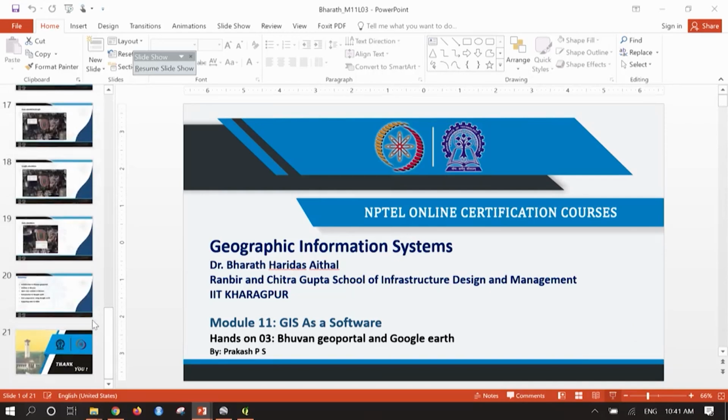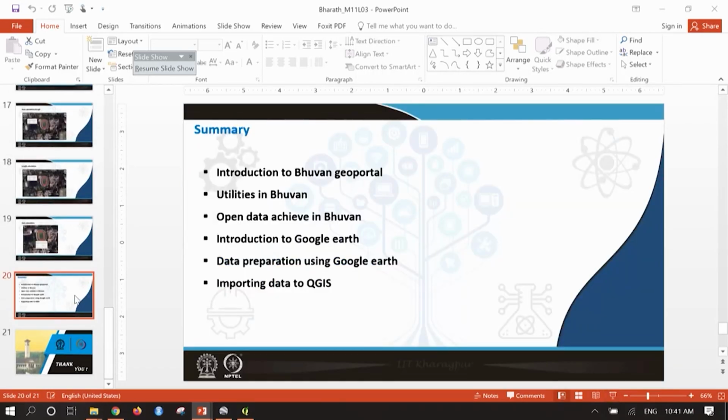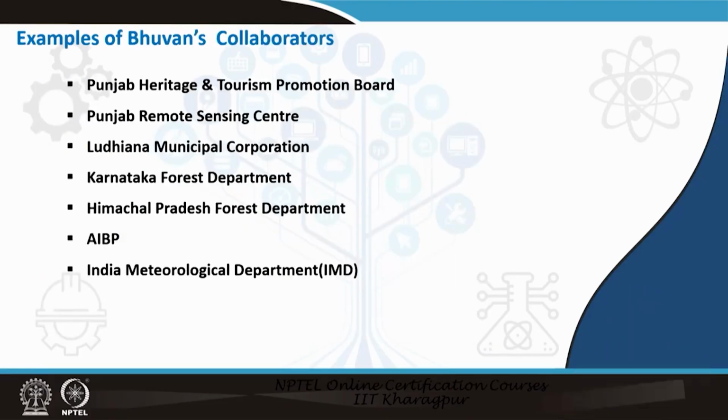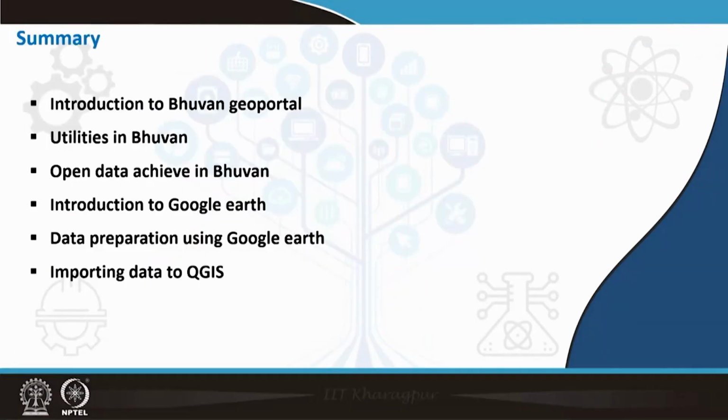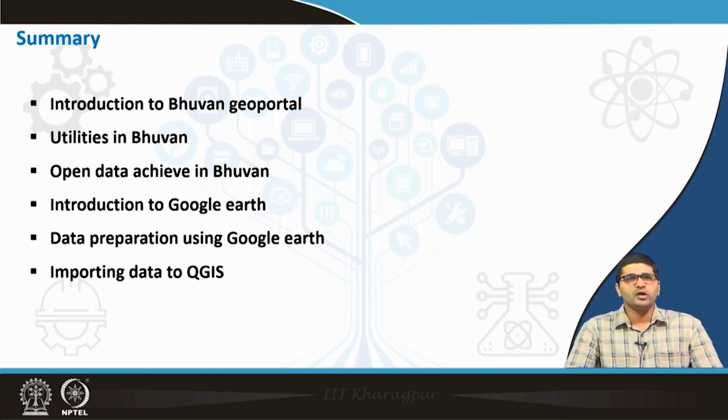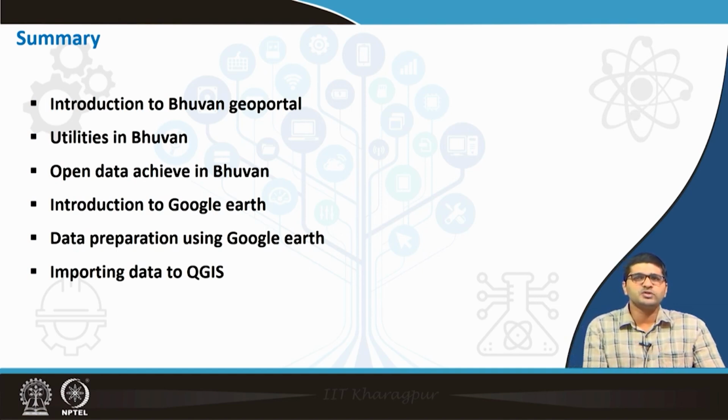So till now we have seen an introduction to the Bhuvan geoportal, and we have seen the properties of the geoportal and different utilities provided by it. Not only that, we have seen the open data archive in the geoportal, which provides different kinds of data sets to download. Finally, we have seen an introduction to Google Earth and how to prepare data sets in Google Earth, importing the prepared data sets from Google Earth to QGIS, and measuring different land features using Google Earth and Bhuvan. So these things we have seen in this particular session, and thank you.